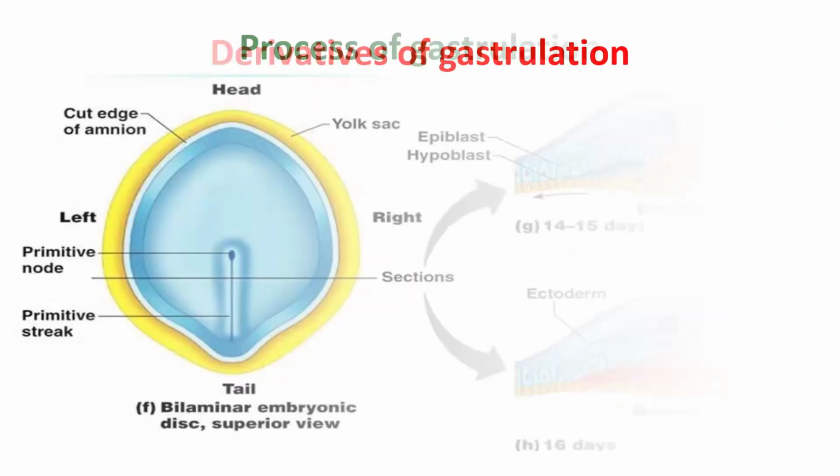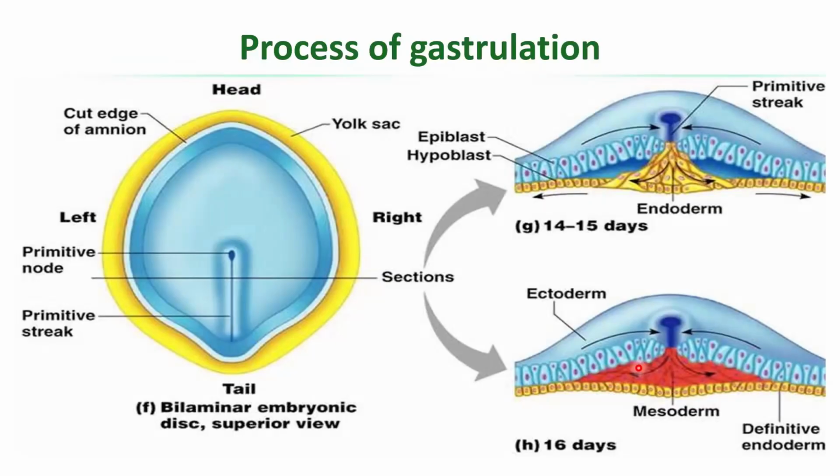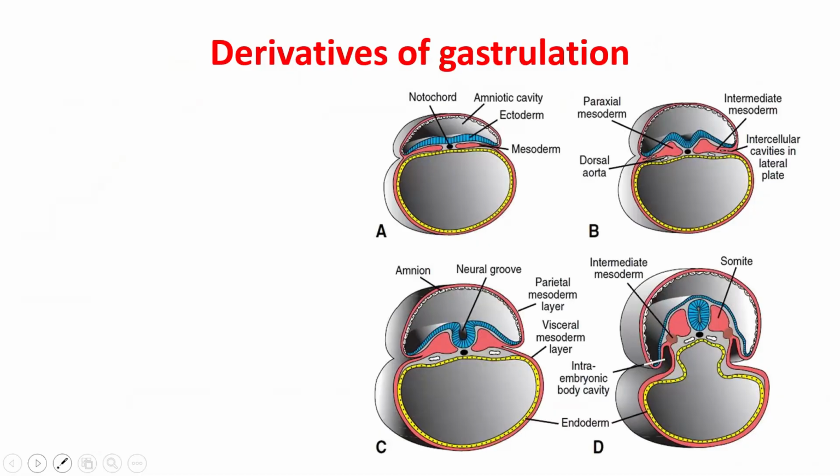So what will be the derivatives of gastrulation? Now we can look at the derivatives of the process of gastrulation, and that is what we can see here. The first image shows what happens after gastrulation. So remember, you'll have the outermost layer being the ectoderm, the middle layer being the mesoderm, and then the inner layer being the endoderm. So that is what we are having after gastrulation.